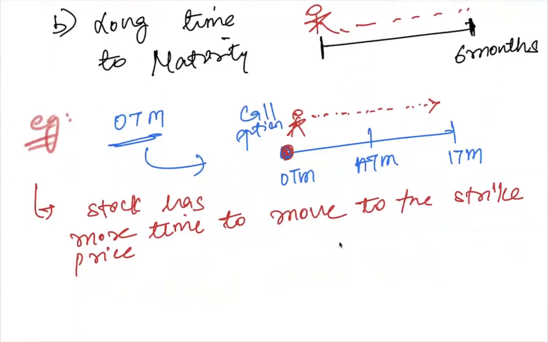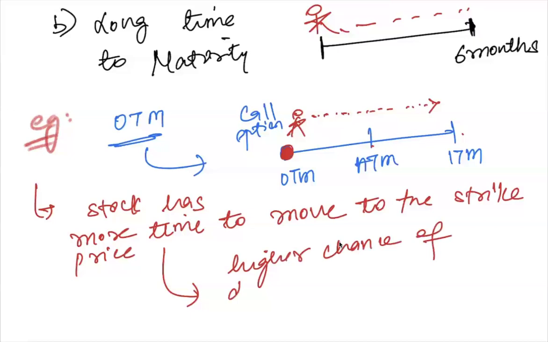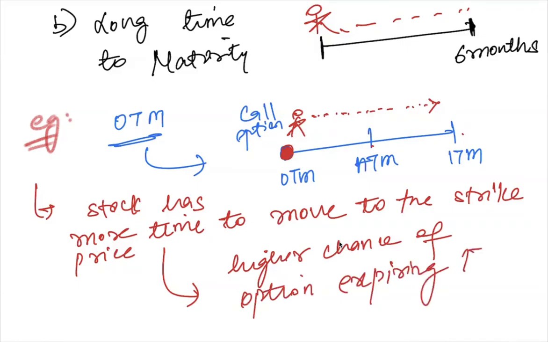So when I say this, what does it mean? If you are out of the money, let's say you have 6 months from now, and your option is out of the money, it is for sure that the stock price can eventually move to at the money and in the money. So there is a much higher chance of your option expiring in the money, right? Is this clear to everyone?